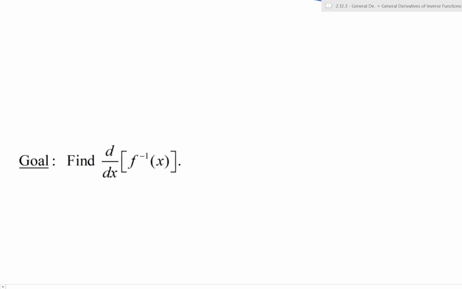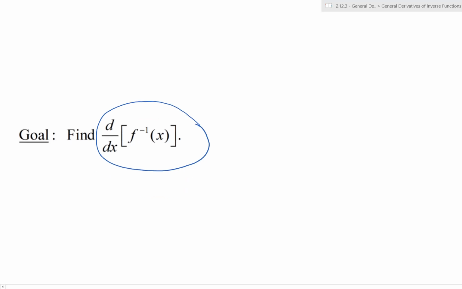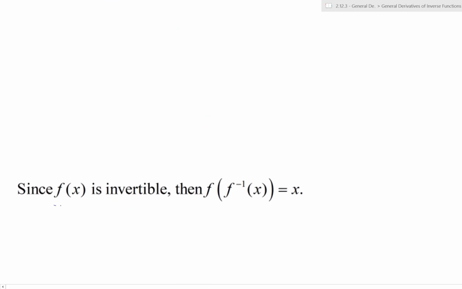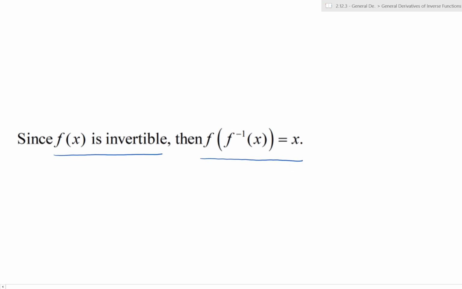Our goal is to determine what the derivative of such an inverse function is in general, and we should expect that in one way or another it should be related to the original function f. So, because we know that f of x, this function that we're beginning with, is invertible, then if I compose f with f inverse of x, I get x, assuming that all the right conditions check out, everything's defined and 1 to 1.